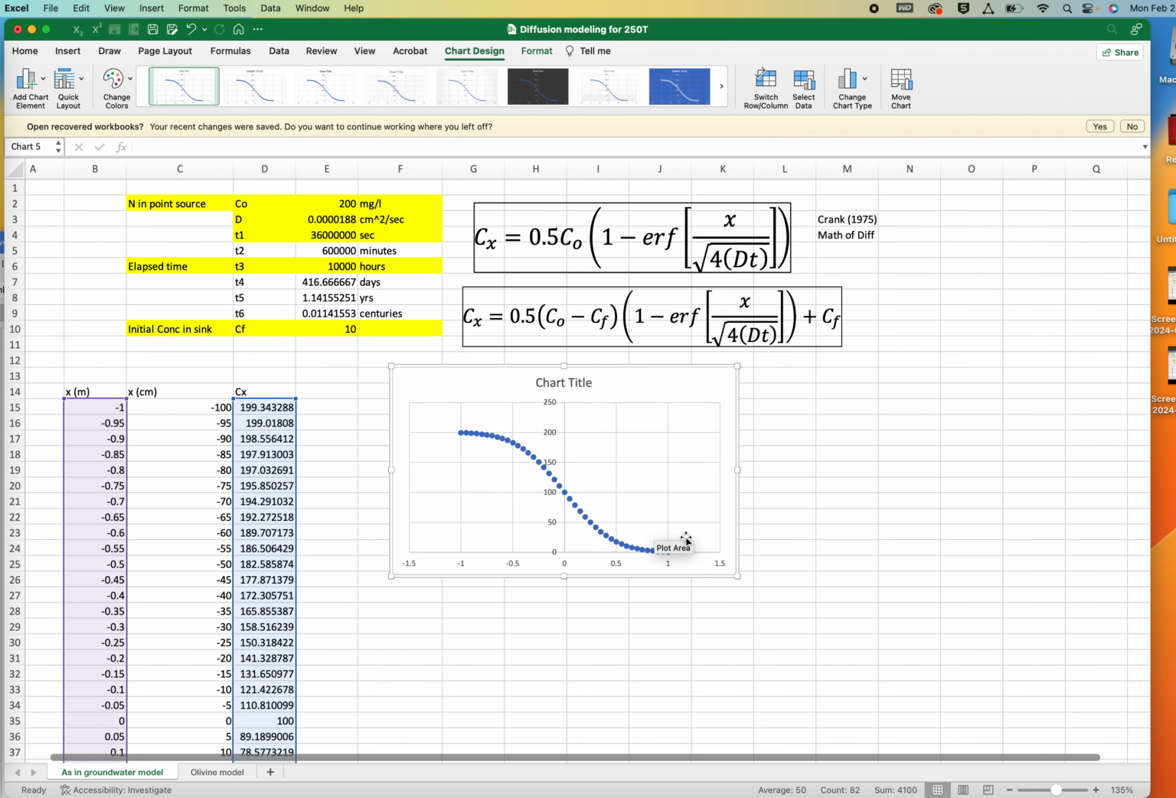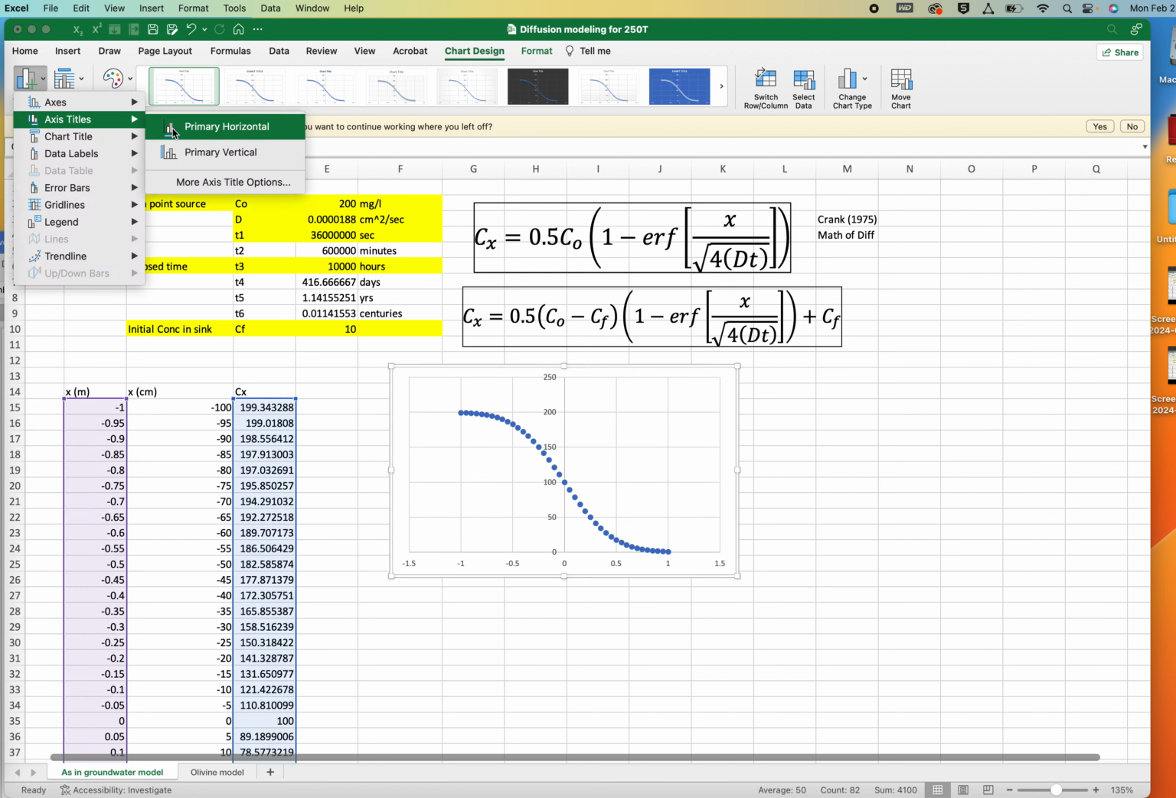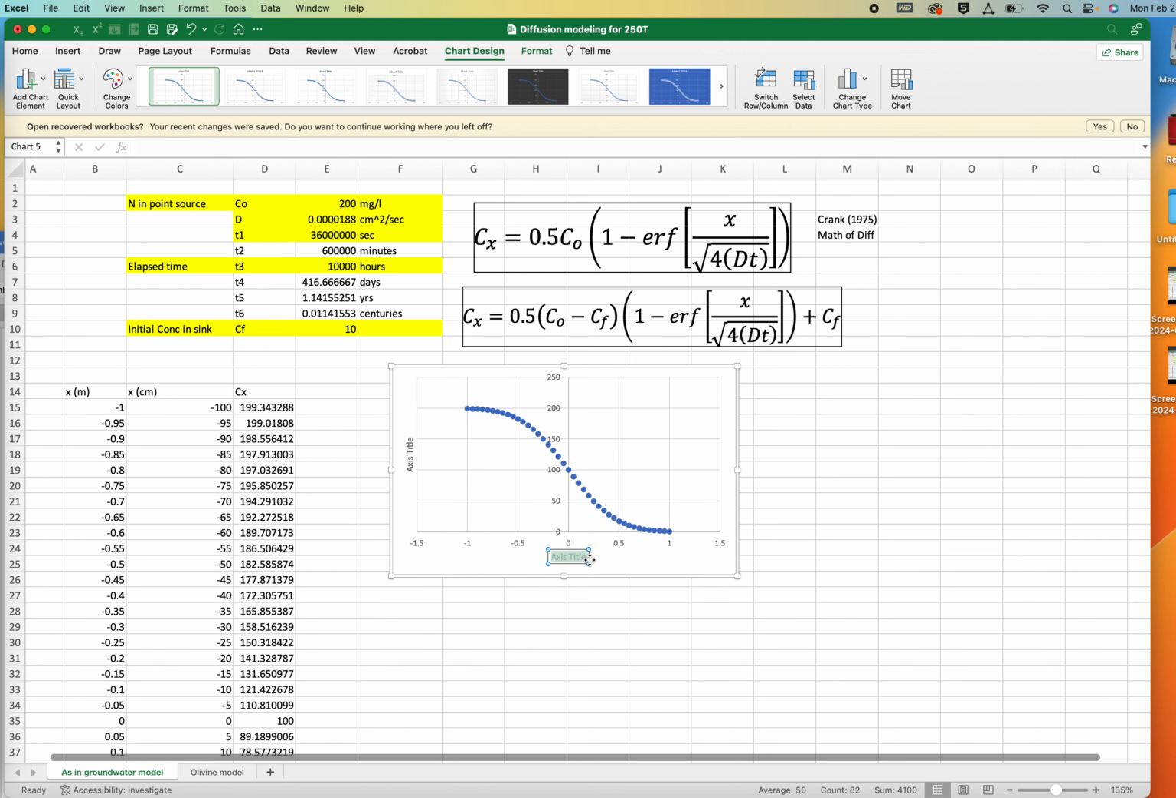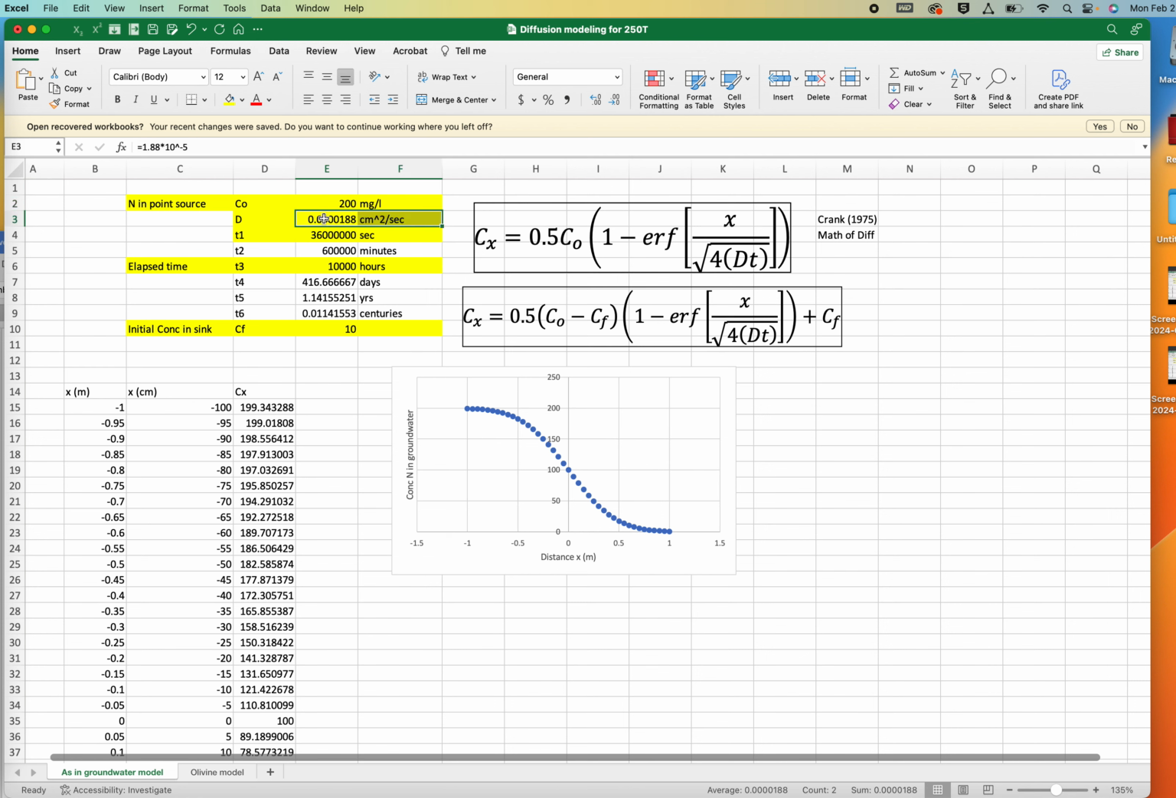So here's the diffusion equation, the results of the diffusion equation. We'll put in some XY titles so we're very clear about what we're plotting. So here we've plotted the distance x. This is the distance from the point source of contamination. And over here on the y-axis is the concentration of, in this case, what did we plot? We plotted nitrogen in groundwater. I don't know if this is a realistic concentration, but that's the diffusion coefficient that I picked up from a website.